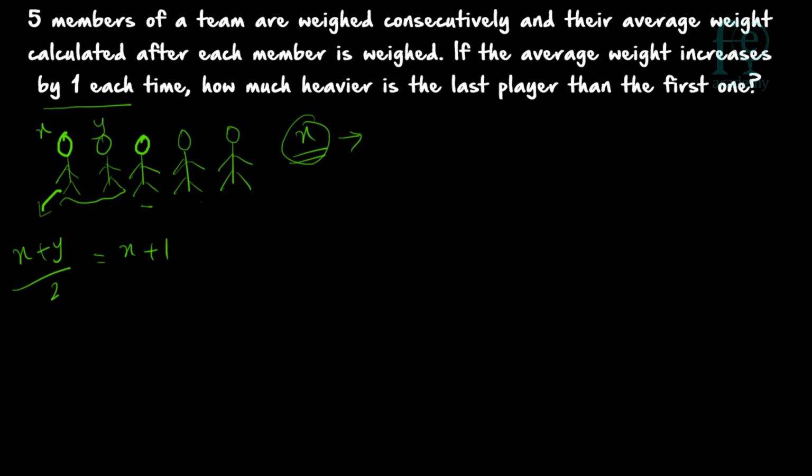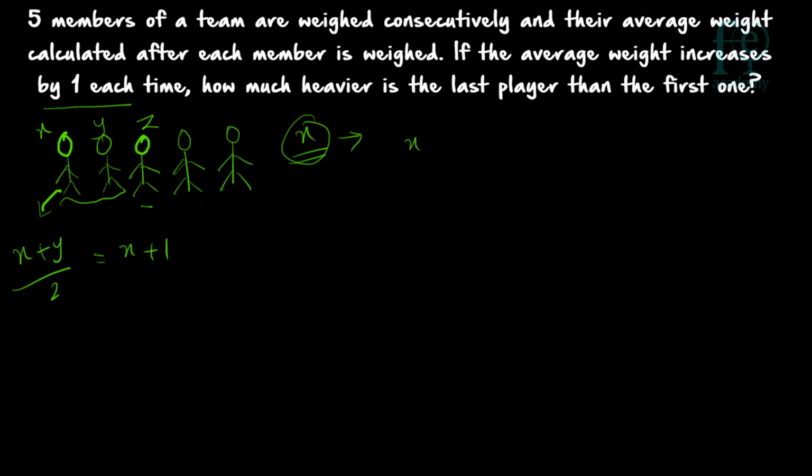And let the weight of the second member be equal to Y. So what will be the average in the case of 2 persons? It will be equal to X plus Y divided by 2, which is equal to X plus 1. Okay, so we have to solve this formula in order to find our answer, but let me explain the question some more. So let the weight of the third person be equal to Z.